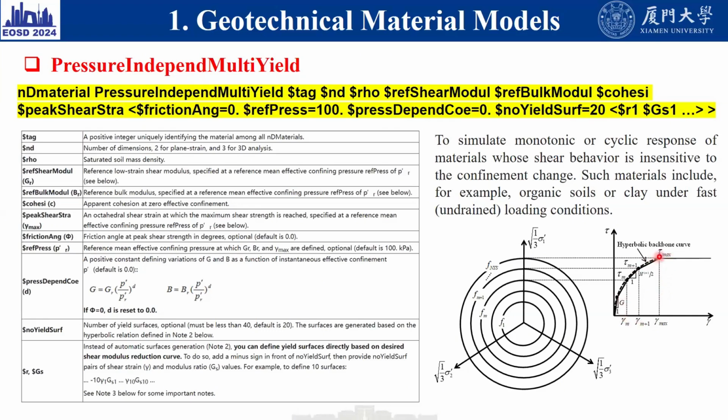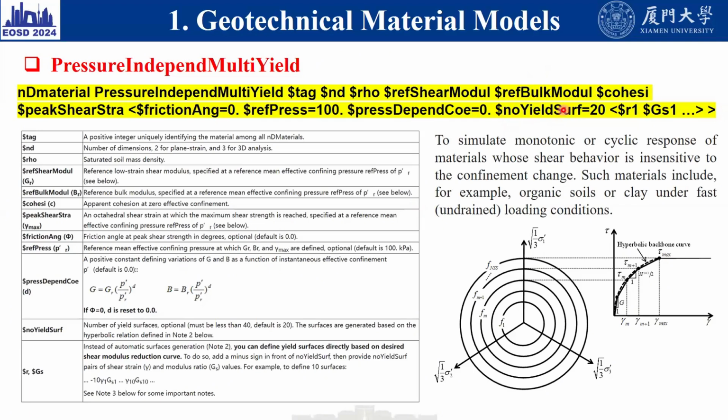Like I said, this is a multi-yield surface model. We have a parameter to define the number of yield surfaces here. The default value is 20. You don't have to define it. If you want more, for example 40 or 60, then you can just put the number in here. But no more than 100, because if there are too many yield surfaces, the computation will be very expensive.